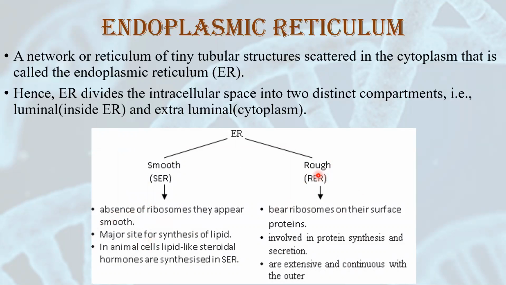Smooth ER and rough ER both are different in function. Smooth ER is responsible for synthesis of lipids, whereas rough ER is responsible for synthesis of proteins. Here you can see this is the major site for synthesis of lipids, and this is involved in protein synthesis and the secretion of proteins. In animal cells, lipid-like steroidal hormones are also synthesized in smooth ER. Rough ER is extensive and it is continuous with the outer membrane of the nucleus. Okay, now here this is smooth endoplasmic reticulum, so we write it as SER. And this is rough endoplasmic reticulum, so we write it as RER.